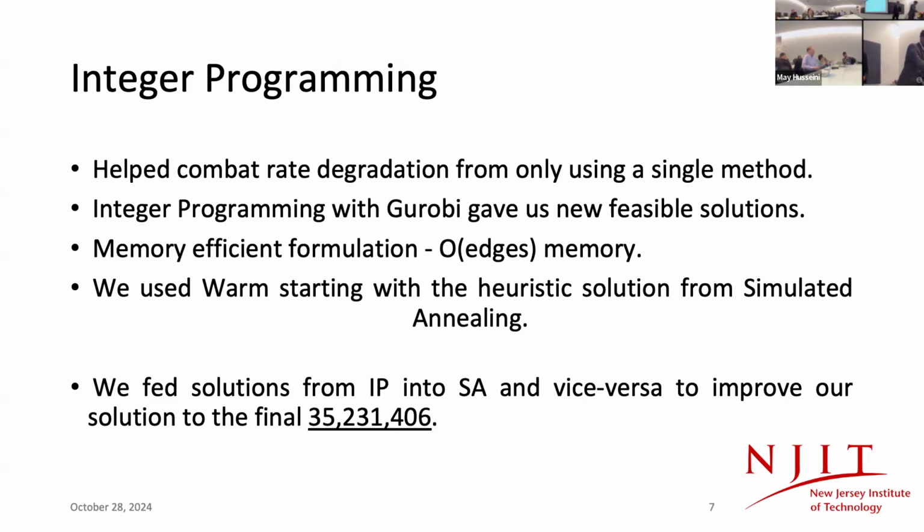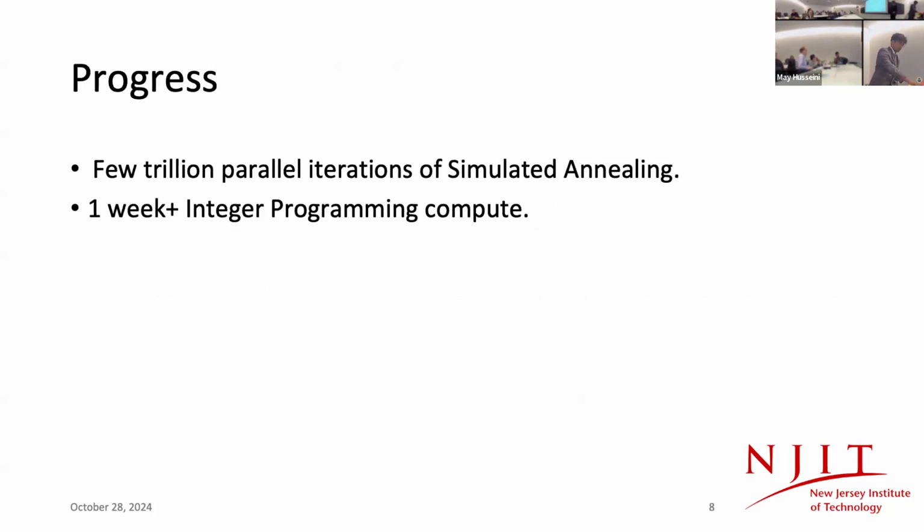So the integer programming is used to get another solution. Initially we used it to get a whole new solution, improved from there using simulated annealing with topological shuffle. That was a huge improvement. And then we went back and forth. For an overall summary of our compute, we did around a few trillion parallel iterations of simulated annealing, accounting for all the cores, and one week plus of integer programming compute.